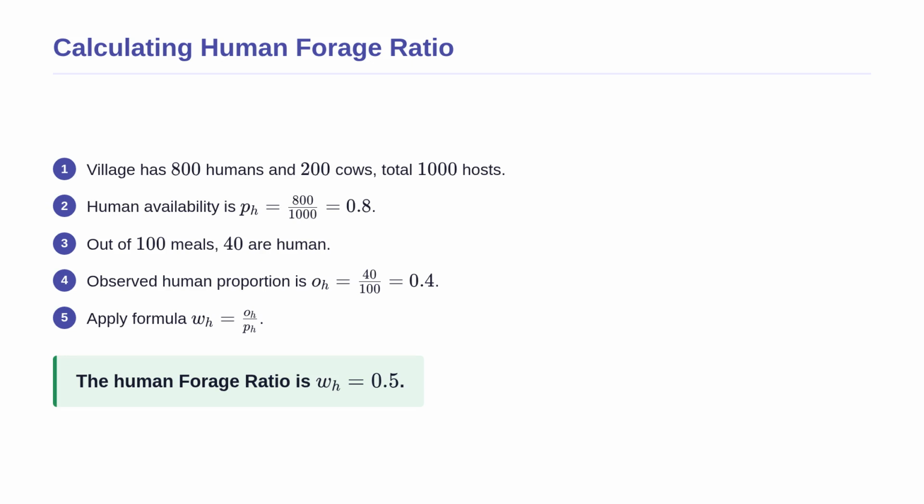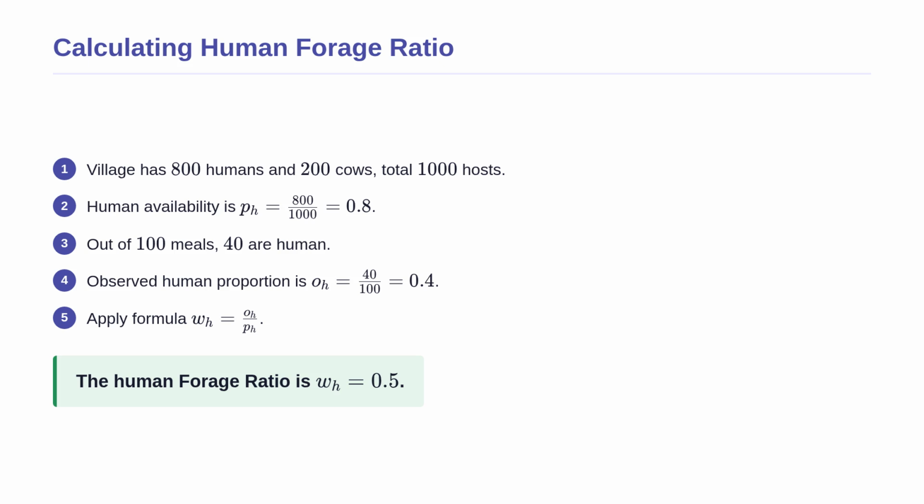Let us see this formula in action with a concrete example. A research team is studying a village with 800 humans and 200 cows. They test 100 mosquito blood meals and find 40 came from humans. We need to find the forage ratio for humans.